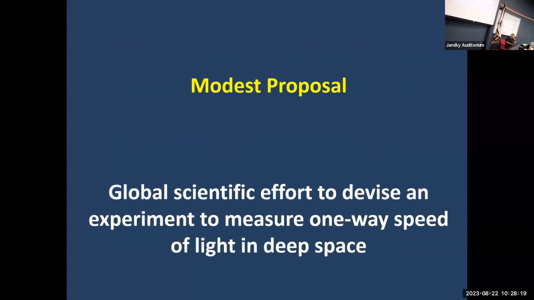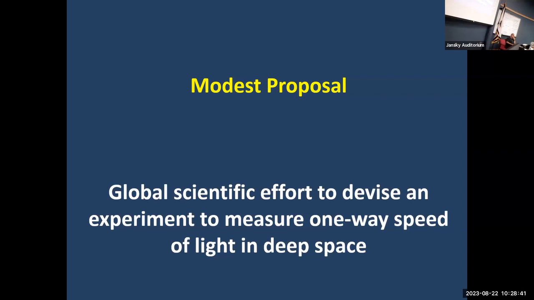So I have a modest proposal. Let's reset our thinking about C. Let's start a global scientific effort to do the best we can to devise an experiment to actually measure the one-way speed of light in deep space.